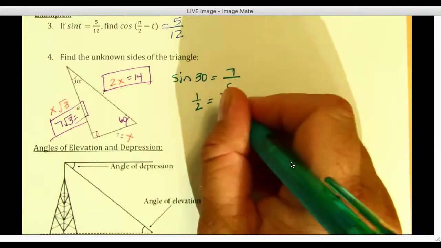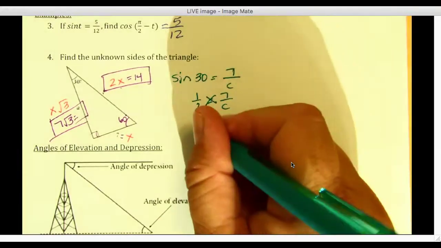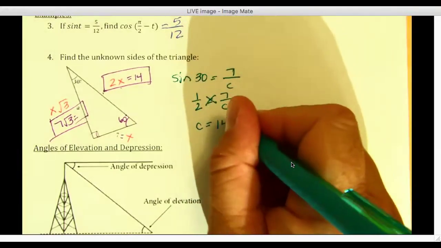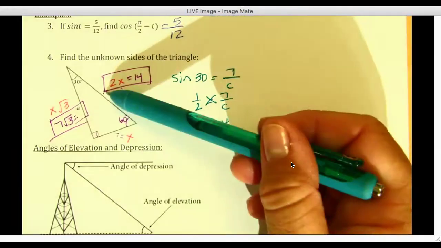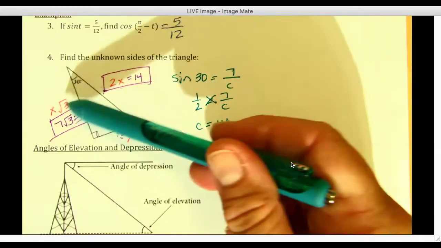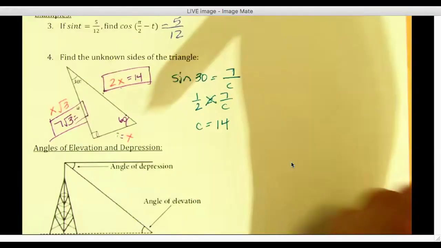So 7 over c is equal to 1/2. I could cross multiply. 1 times c is c, and 2 times 7 is 14. And that's exactly what we got using the other method. And then once I know c and I know this side here, I can use the Pythagorean theorem to find that missing side. But we've already found it. We already know it's 7 square root 3.